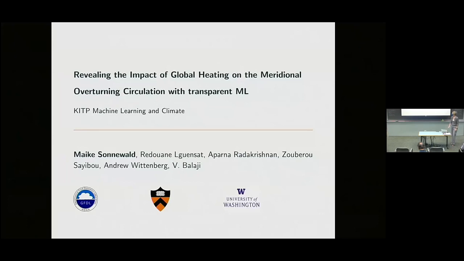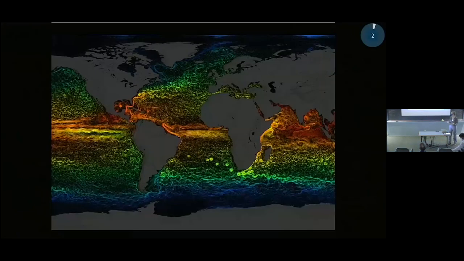Thank you. I'll be taking you along to look at the meridional overturning circulation in the ocean in a climate context, and doing this looking to sort of get out of this black box. So we'll be looking at an application of designing transparent machine learning, and I'll define that in a second.